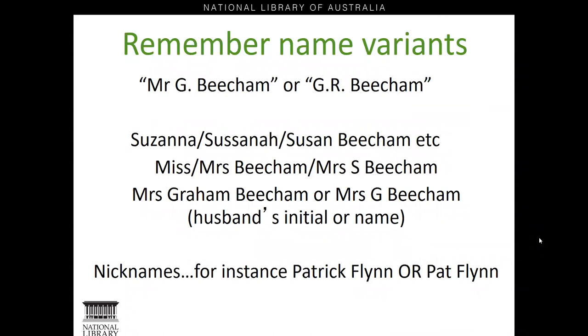My other bit of advice is remember name variants. Your ancestor's name could have been written up in a number of ways in the newspaper, as we've seen across these previous two sessions. Initials of given names and then fully written out surname are common in older newspapers. Female ancestors might have been written up using their husband's names or initials. And also try searching for nicknames. Robert could be Bob, Patrick could be Pat.